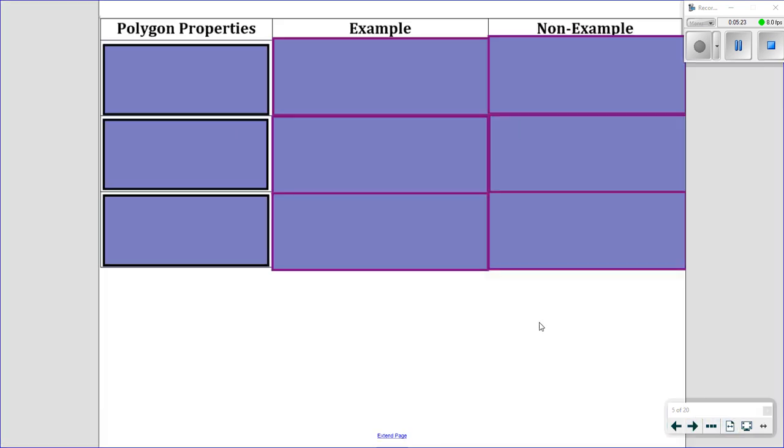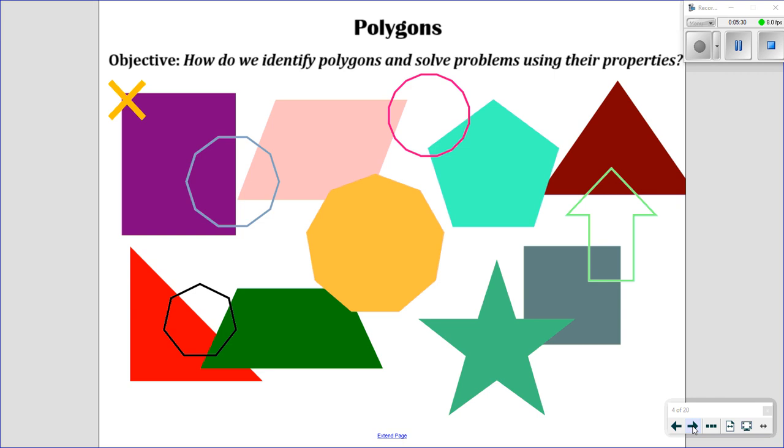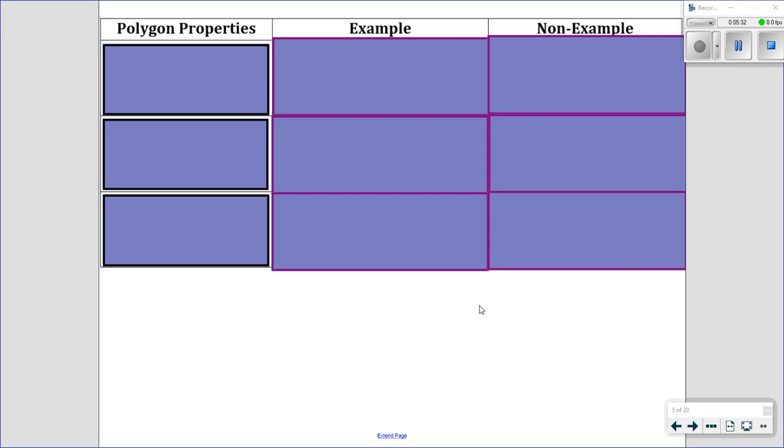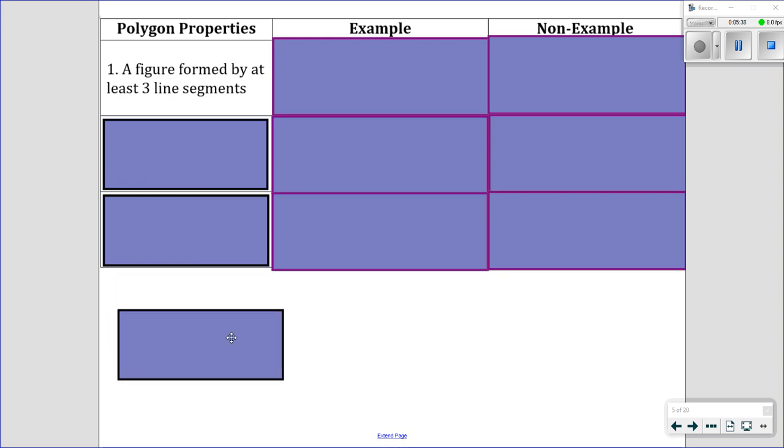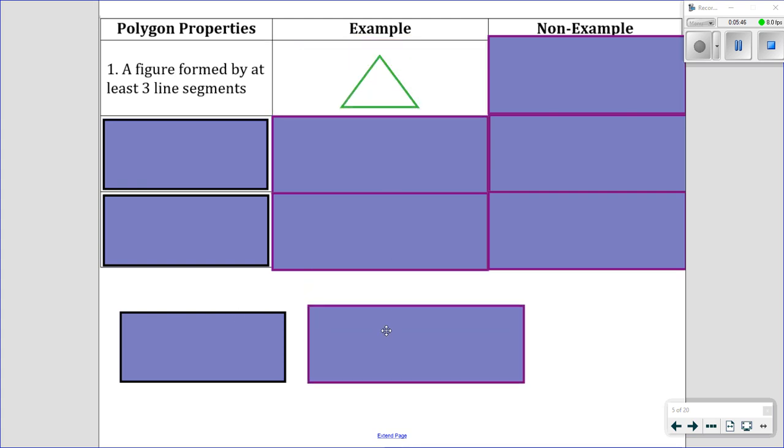So let me extend this. We have polygons, and we're going to learn their properties. In order for a polygon to be a polygon, it has to be a figure formed by at least 3 line segments. An example would be a triangle. So the minimum would be 3 lines, which forms a triangle, and then you go up.